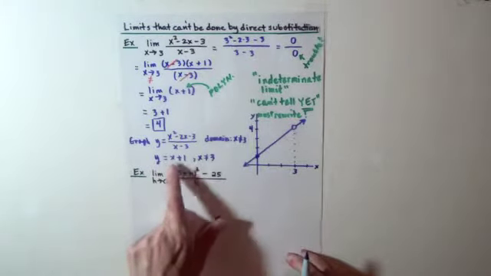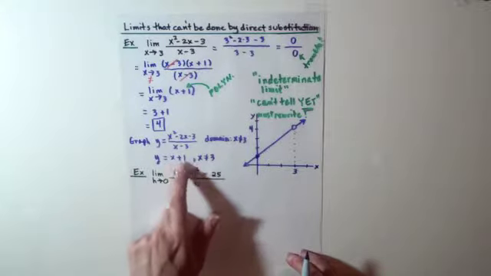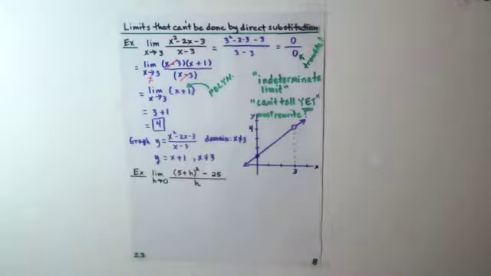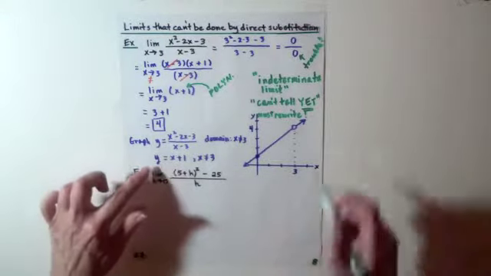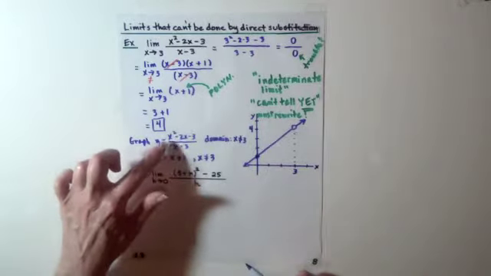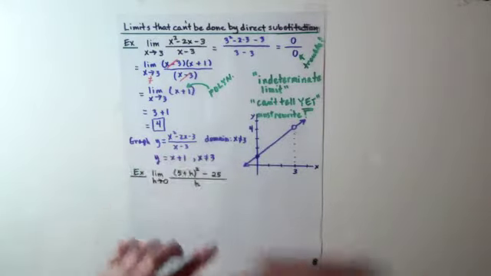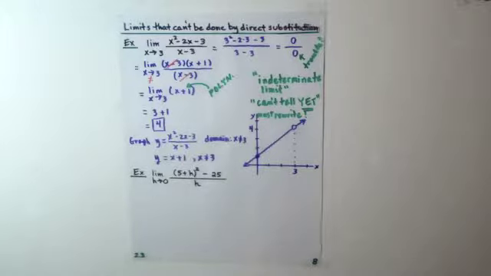If I plug 3 into my function, I would get 3 plus 1, which is 4. So we're omitting the point x equals 3, y equals 4, the pair (3, 4), from our graph. So this is the graph of this function, x squared minus 2x minus 3 over x minus 3. If I were to try to find the limits from the graph, how would I do it?